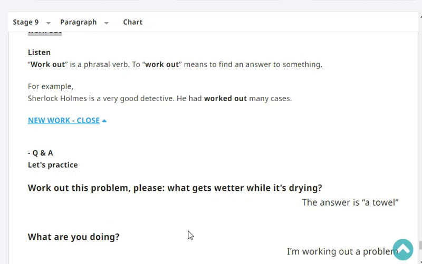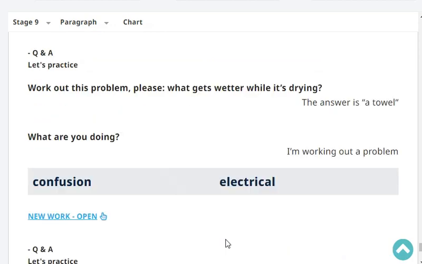Work out this problem, please. What gets wetter while it's drying? The answer is a towel. Very good. What are you doing? I'm working out a problem. Very good.